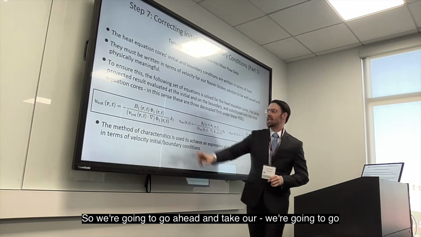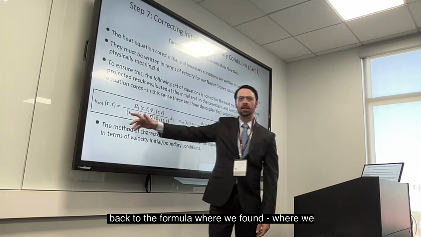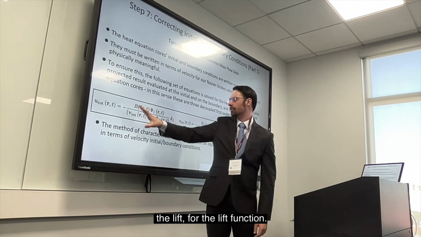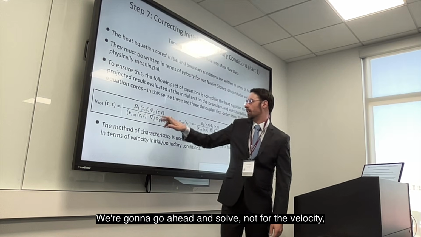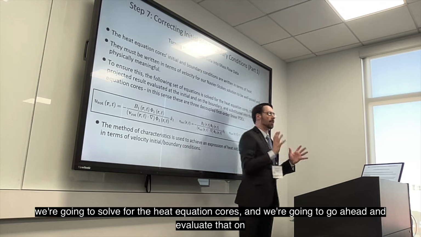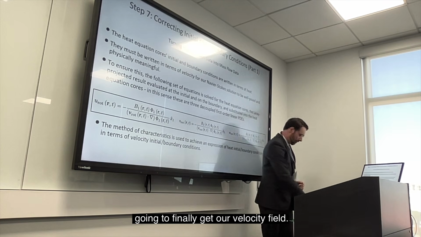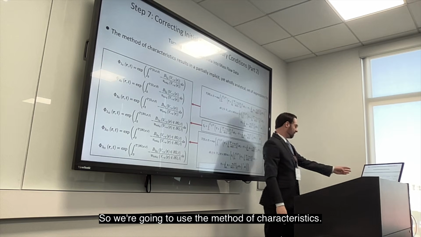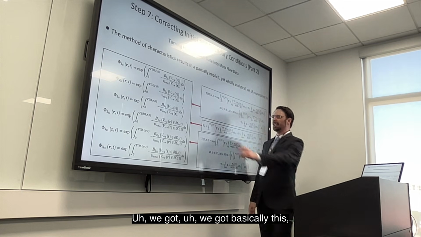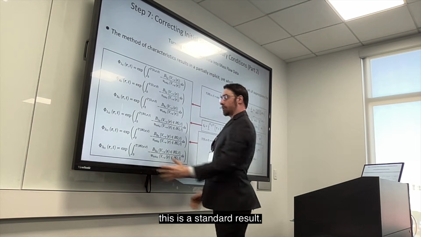So we're going to go back to the formula where we chose the particular solution instead of the complementary solution of the ODE for the lift function. We're going to solve not for the velocity, we're going to solve for the heat equation cores, and we're going to evaluate that on the boundary and evaluate that at the initial, and we're going to plug that into the heat equation, and we're going to finally get our velocity field. So we're going to use the method of characteristics, and because we're running out of time, as always, we got basically this. This is a standard result.